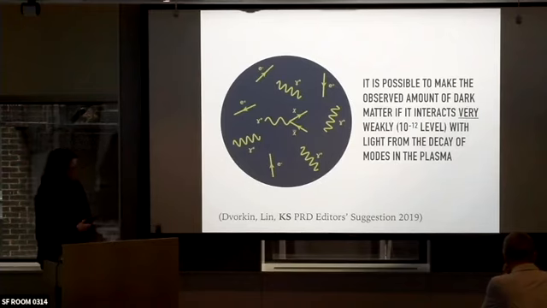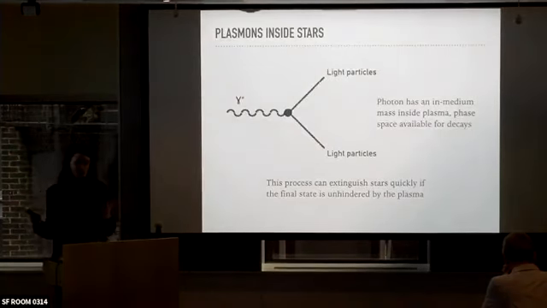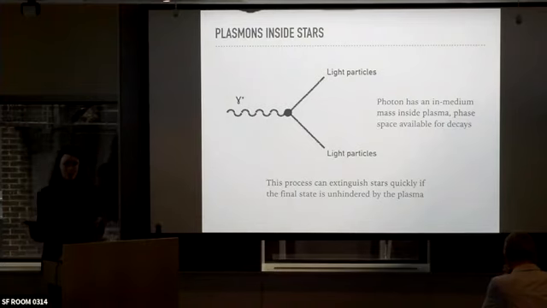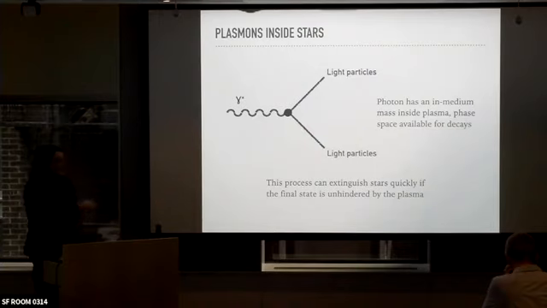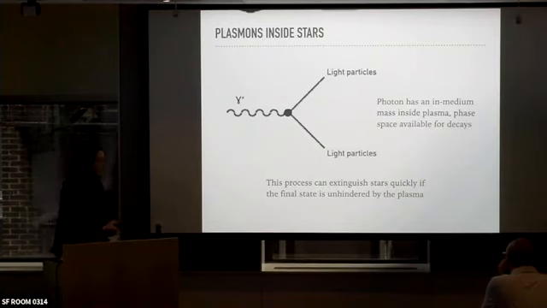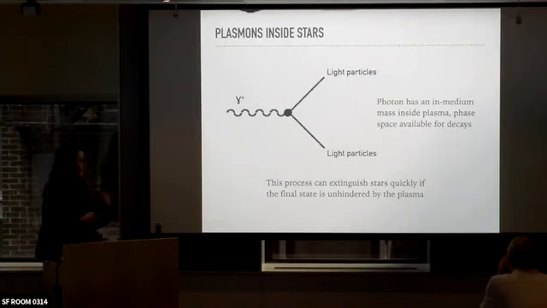I want to now just make an aside about what inspired this project, which was actually thinking about stars. Okay, so inside stars, right, stars are also plasmas. And so this same process that I just mentioned, where you have these effectively massive photons decaying, can also happen inside of stars. And this process can extinguish stars pretty quickly if this final state is unhindered by the plasma. So this type of process is really important to consider when thinking about the evolution of certain kinds of stars and the various populations of stars.